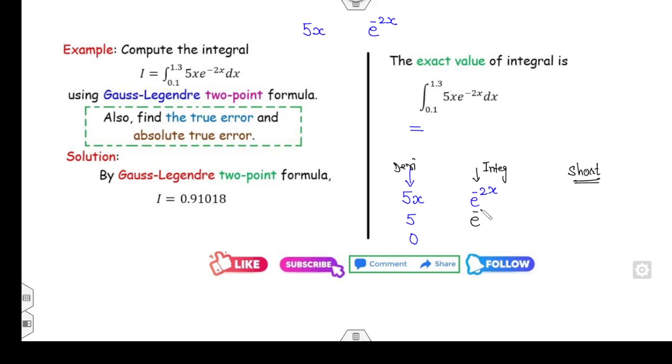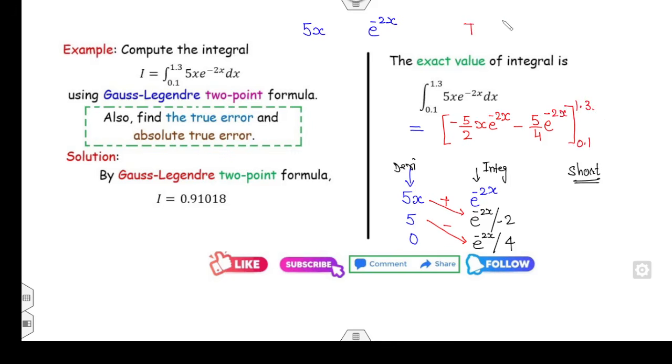Fine. So the integrals are e raised to power minus 2x divided by minus 2, and e raised to power minus 2x divided by plus 4. And then you can cross multiply with the signs positive, negative, positive, negative. So the answer will be minus 5 over 2 x e raised to power minus 2x, minus 5 over 4 e raised to power minus 2x. Limits are from 0.1 to 1.3.